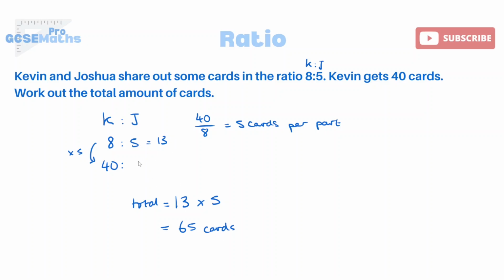As I said, you could do it as you did before and work out that Joshua would obviously get 25 cards because 5 times 5 is 25. Add them together, you get 65. Literally your choice, whichever you prefer of those two methods, but you should get 65 as your answer.